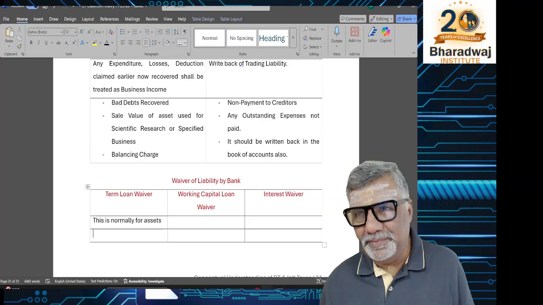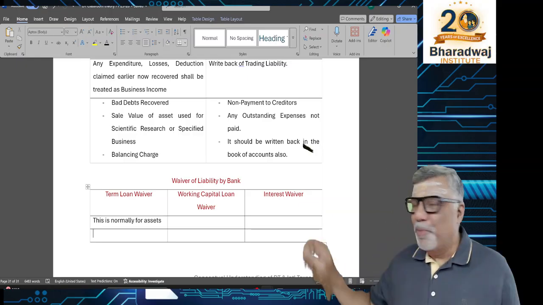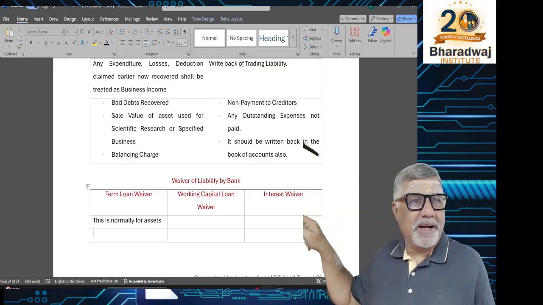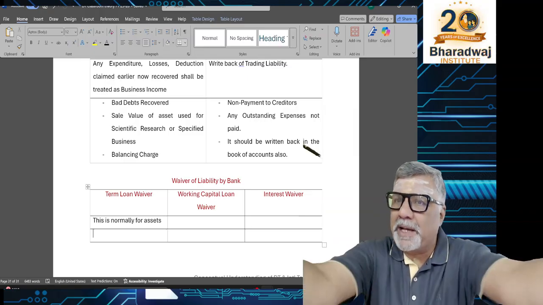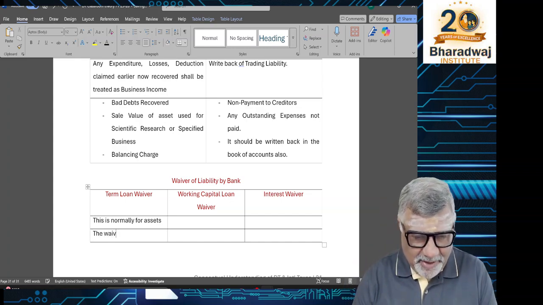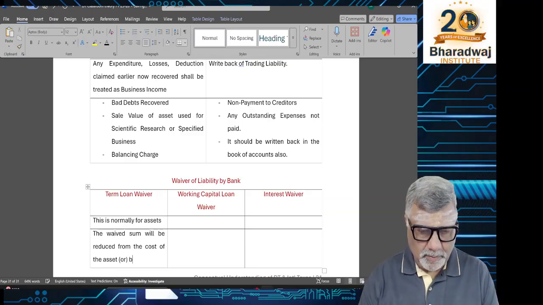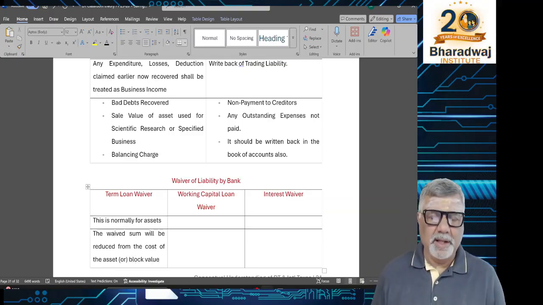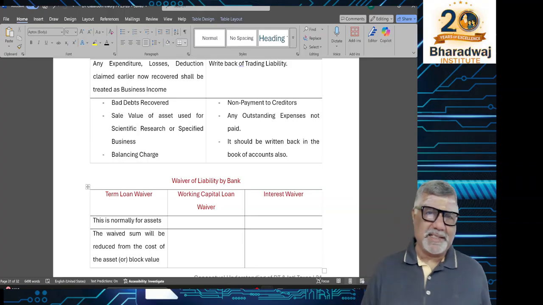Is it an income? The law says adjust it with the cost of the asset. You purchased an asset for 80 lakhs. Bank funded 70 lakhs. You paid up to 60 lakhs, not paying the remaining 10 lakhs. Cost of the asset becomes 70 lakhs. The waived sum will be reduced from the cost of the asset.